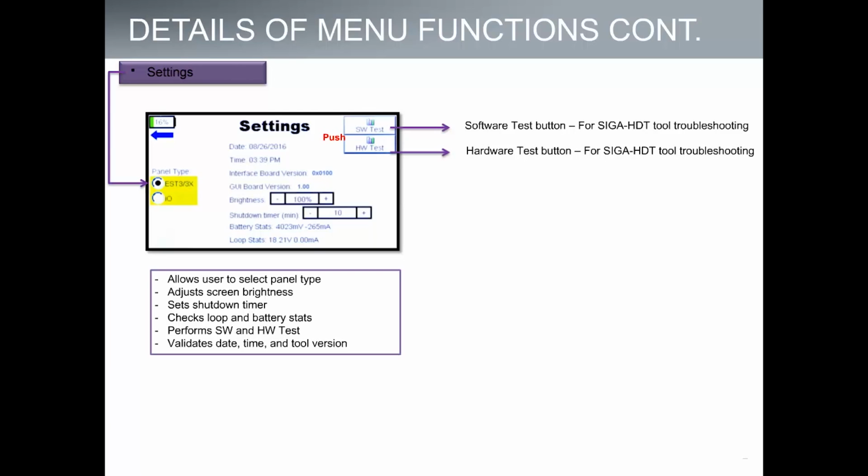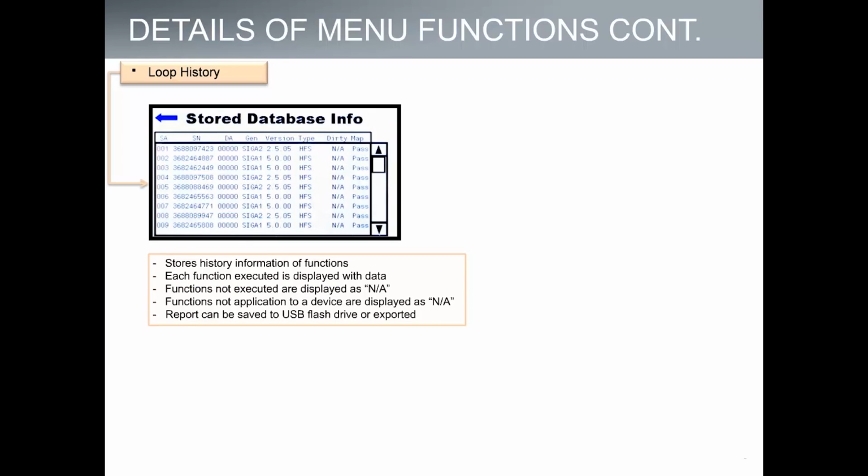Note: whenever the lithium-ion battery is disconnected or replaced from the SIGA-HDT, it is necessary to connect to a computer to have the system clock synchronized to the correct time and date. Again, when the SIGA-HDT is first received, it is necessary to charge to full capacity in order to get accurate battery percentage readings.